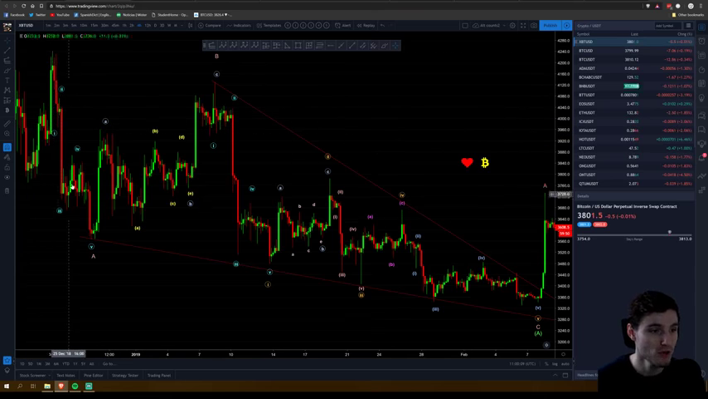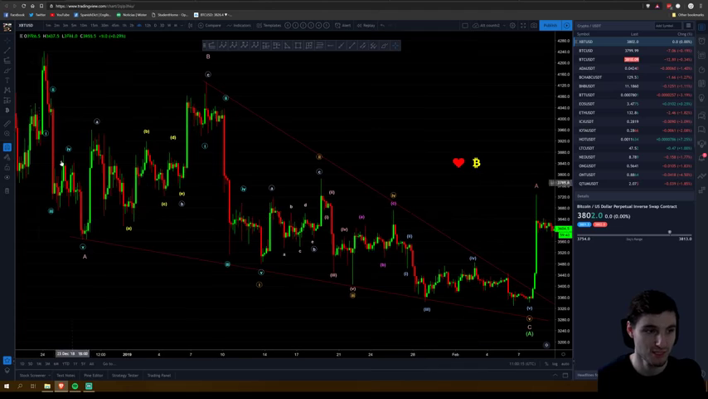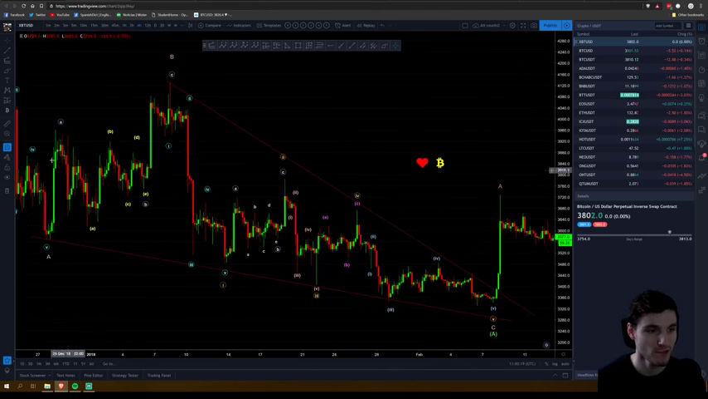It's 1, 2, 3, 4, 5 in the wave A. Okay, and this is then wave A of the C completed, because we're coming down in a 5, 3, 5 zigzag here. Okay, so 5 then in the A, then we're coming up in an A, B, C in the B. Okay, and this is just a standard A.